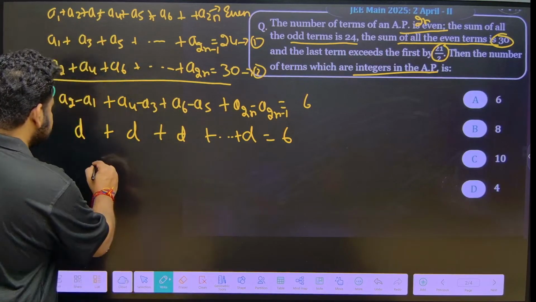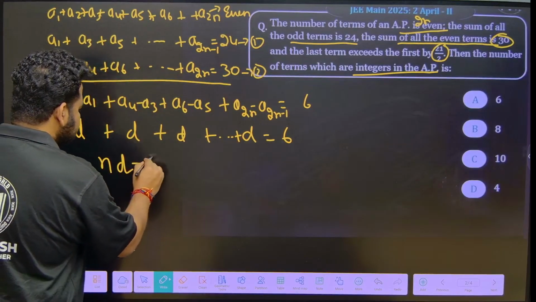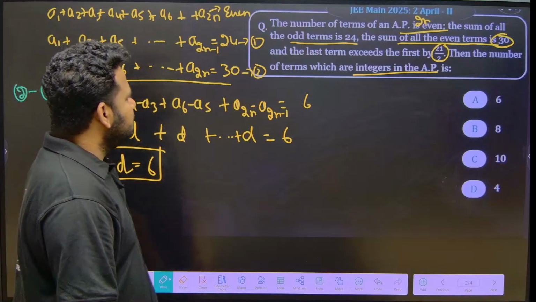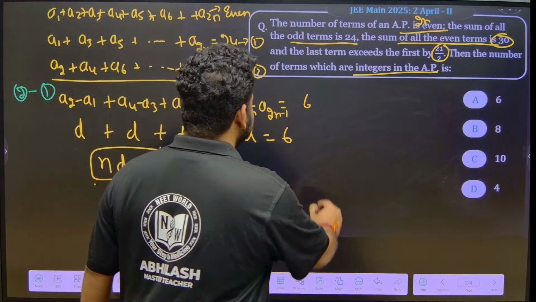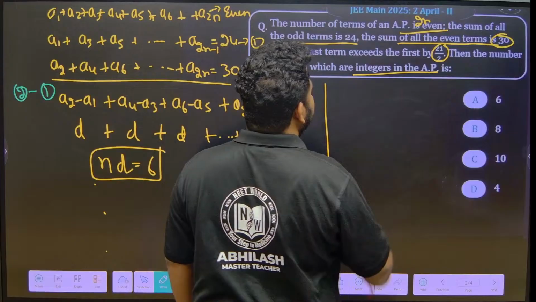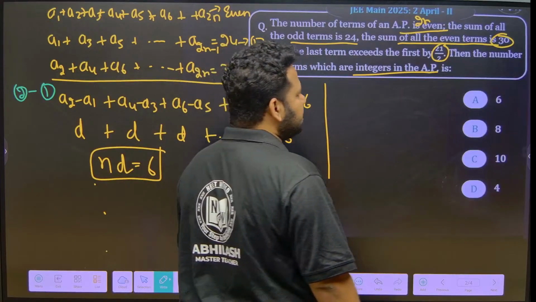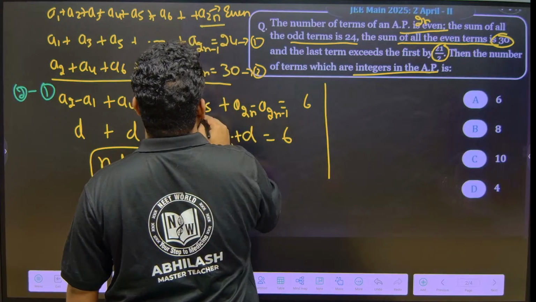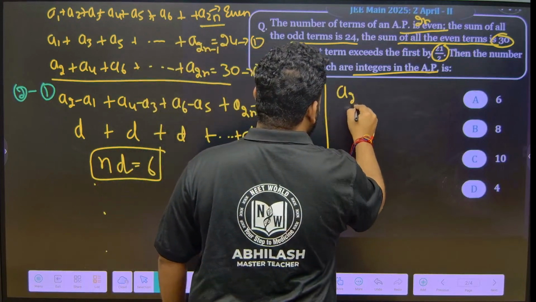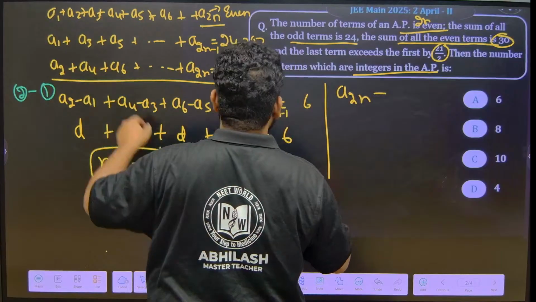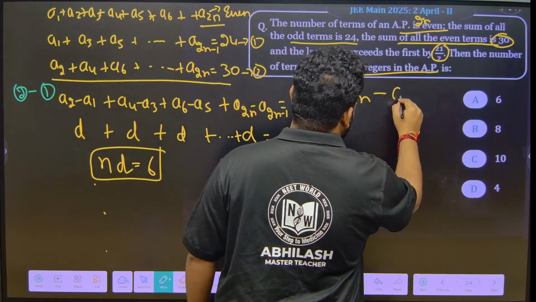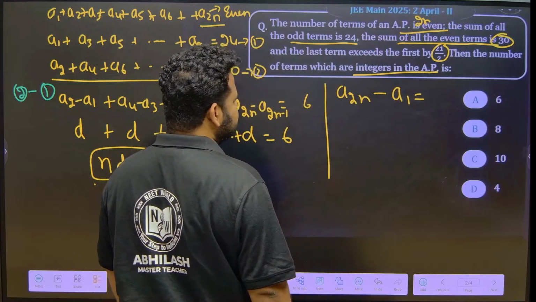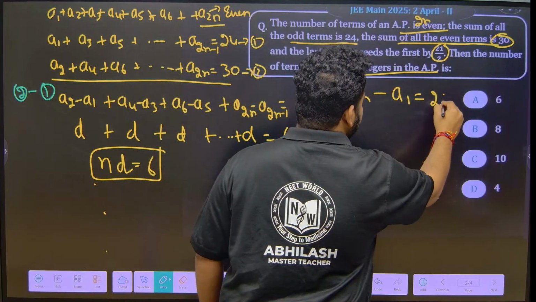So I can write this as n times D is equal to 6. This is what I got here. Now, they are telling one more important piece of information: the last term exceeds the first term by 21 by 2. The last term in the entire AP is A of 2n, minus the first term. What is the first term, friends? The first term is A1. The last term exceeds the first term by 21 by 2.